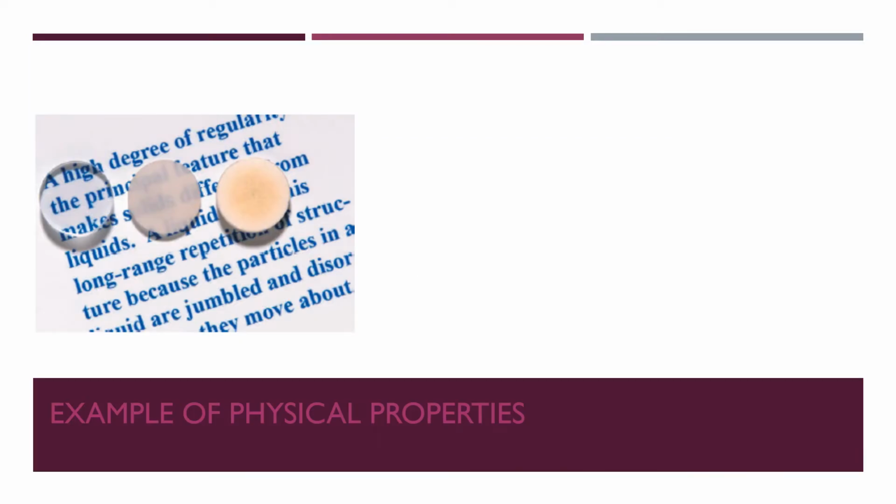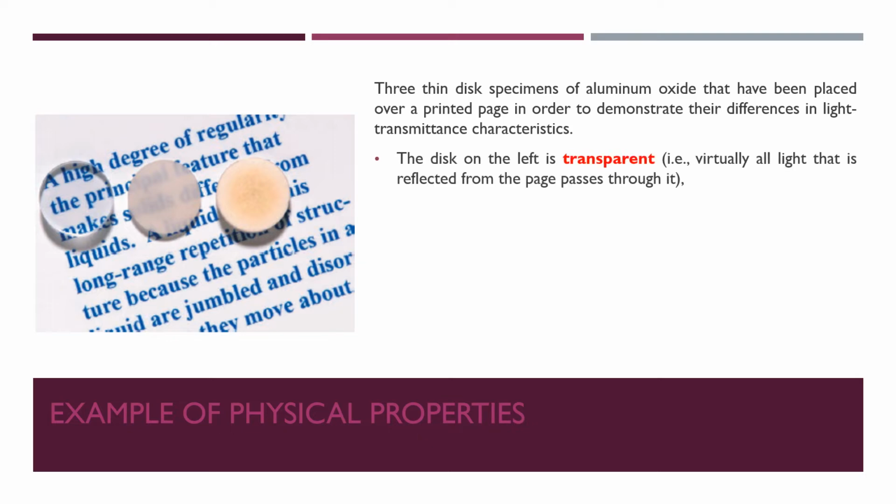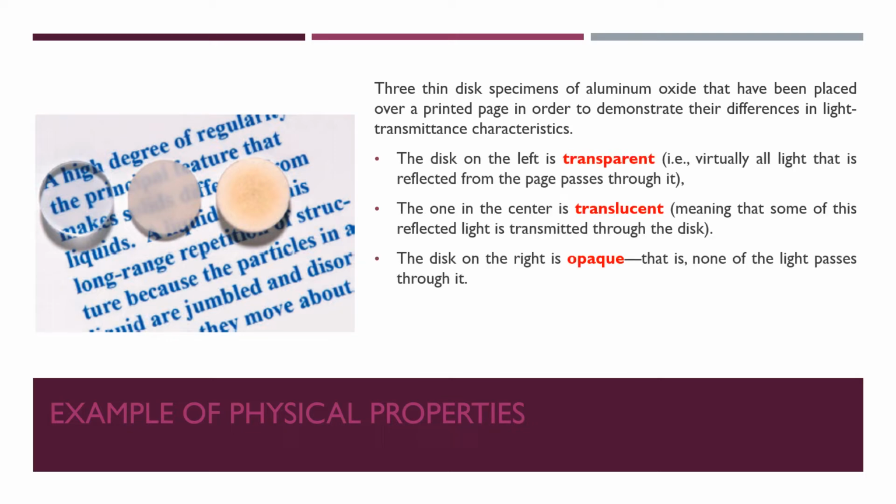Here are examples of physical properties. As you can see, these are aluminum oxide in three conditions. The first one is transparent, the center is translucent, and the third one is opaque. These are examples of physical properties of one material with different physical appearances.